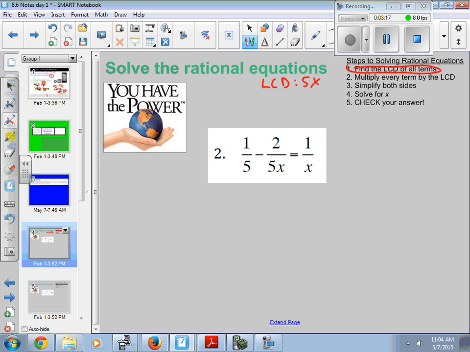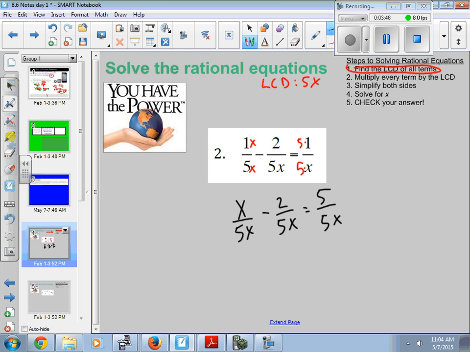So we want to make all these denominators 5x. For this first one, we're going to need to multiply both top and bottom by an x. The second one already has the least common denominator, so we don't have to touch that one. This last one, though, we want to multiply both top and bottom by 5. Remember, whatever you do to the top, you need to do to the bottom. So now our problem is going to turn into x over 5x minus 2 over 5x equals 5 over 5x.